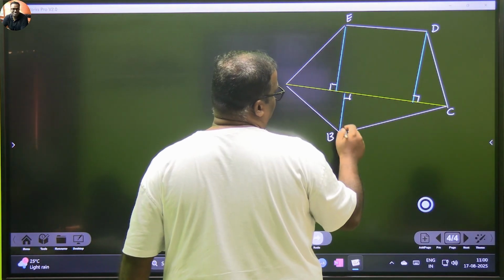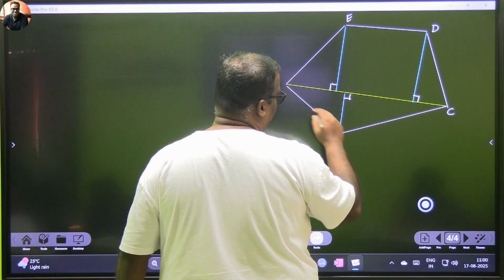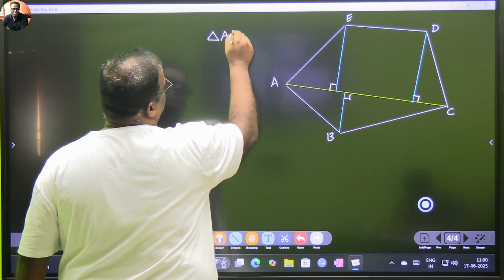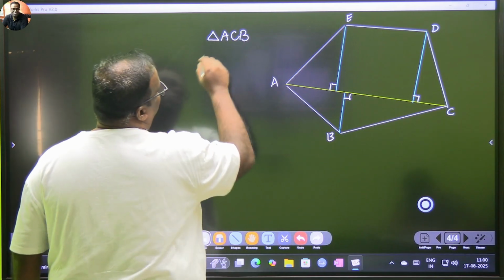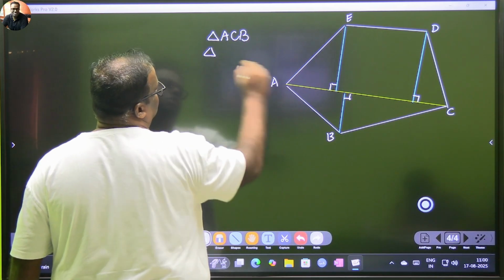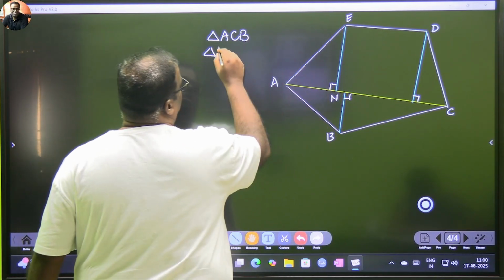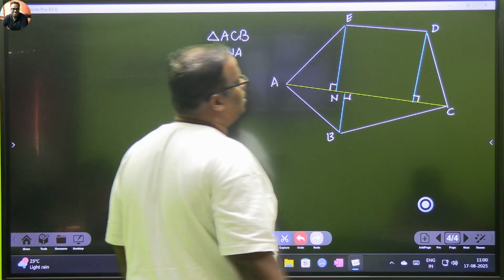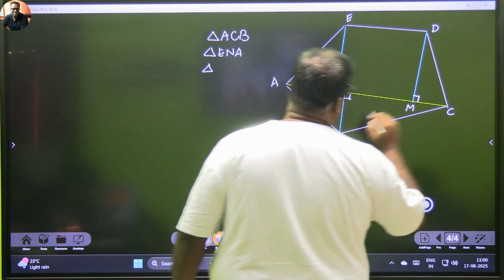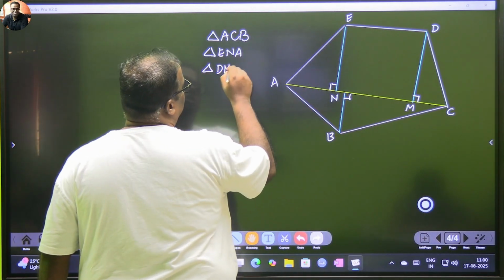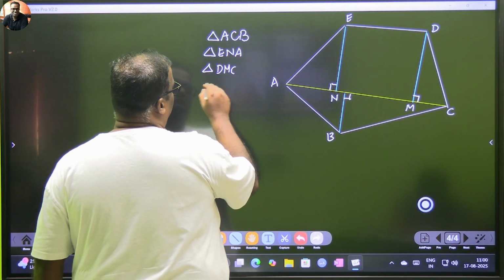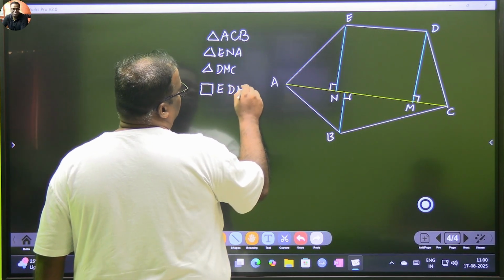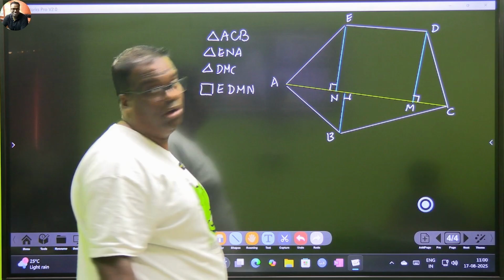Look, I'm just giving you a hint. You have one triangle which is ACB. Then you have one more triangle which is ENA, and you have one more triangle which is DMC. And with that you have one rectangle, and the rectangle is EDMN. Now let us check whether we have all measurements or not.